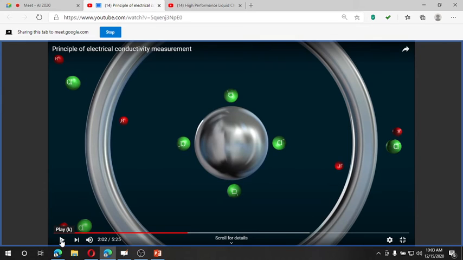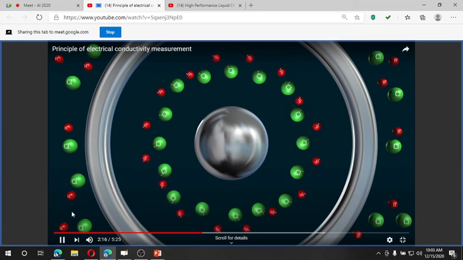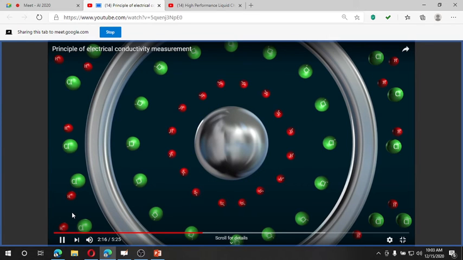The more free charge carriers the liquid contains, the higher the electrical conductivity and the current flow. A 10% acid, for example, is a very good conductor because it contains many ions that transport the charge. In contrast to this, pure and ultra-pure water are bad conductors because they contain only few ions.